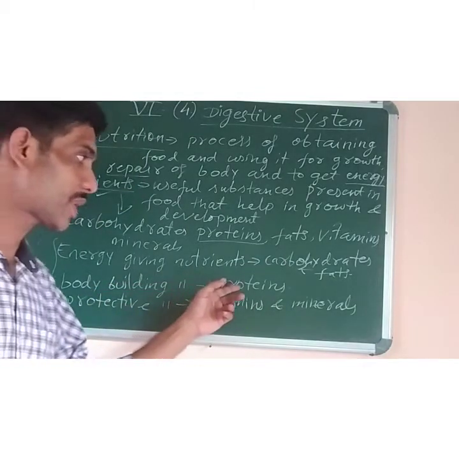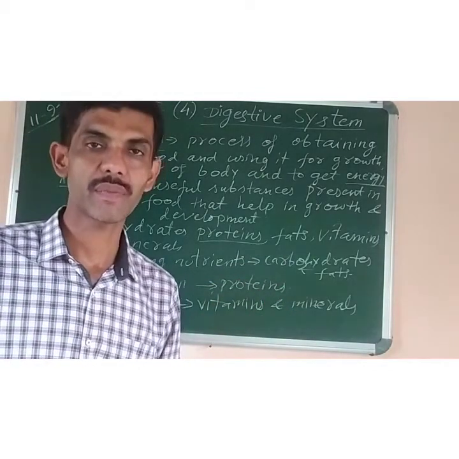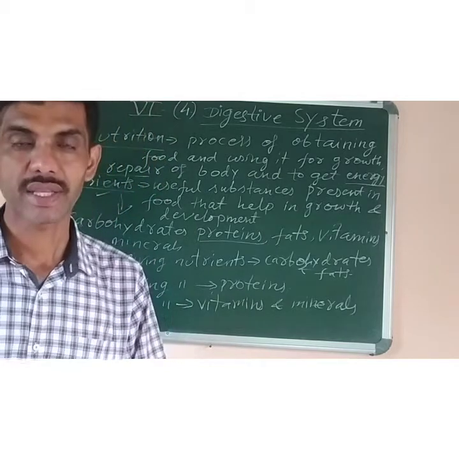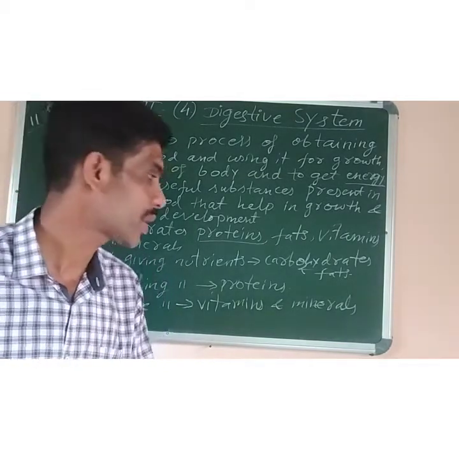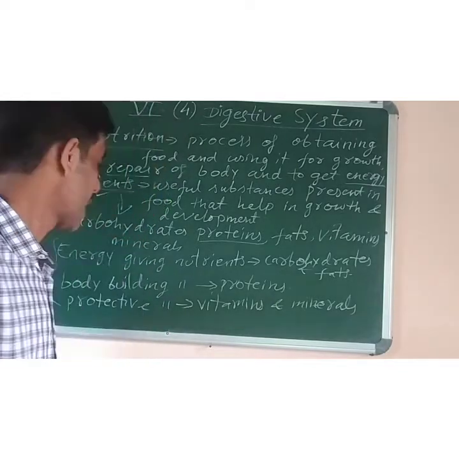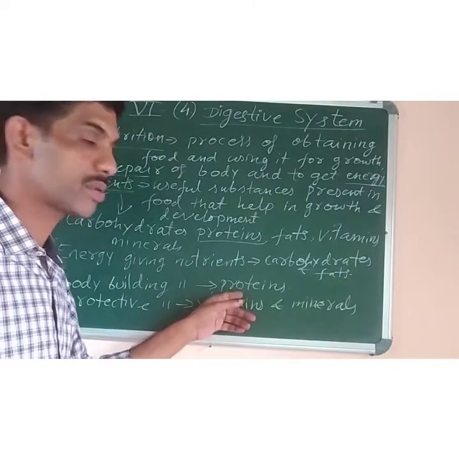Bodybuilding foods are the proteins, which are found in both plant as well as animal sources, like soybean, chicken, meat, fish, eggs. They are the good sources of proteins. They are required for bodybuilding and to repair the damaged tissues of the body.